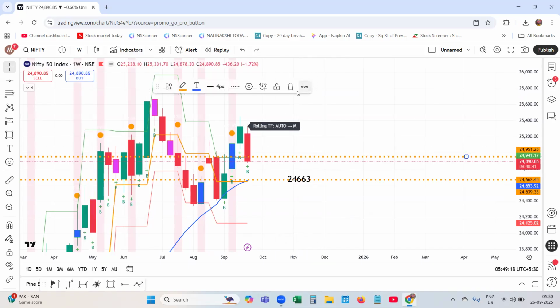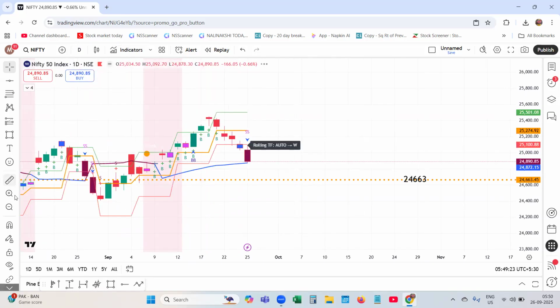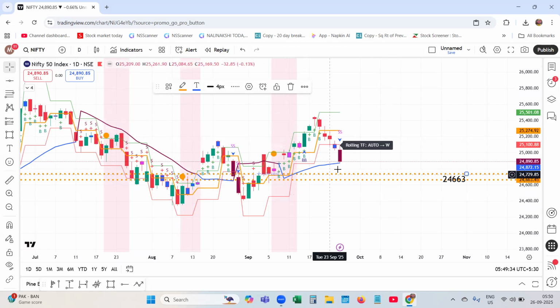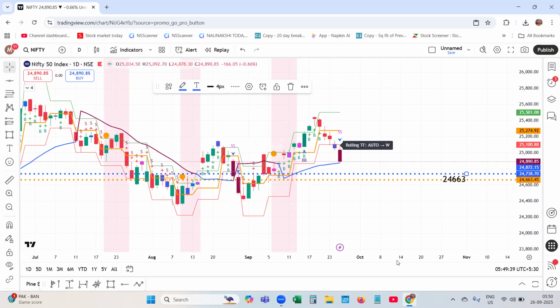So let me take out this line and change the time frame to daily. When I change the time frame to daily, this is the immediate balance line on the daily. Let me make it blue color. So you can see that the immediate level is 24,738. So for our trade, this is the guideline.